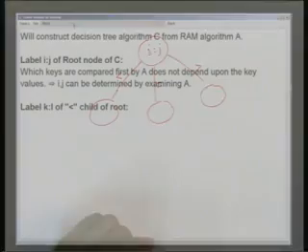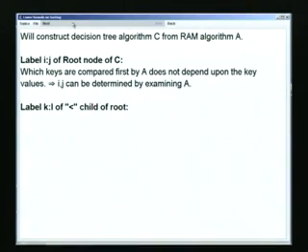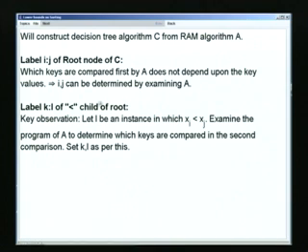So next, we want to find the labels of, say, this node over here. To do that, here is what we consider. Suppose I is an instance in which xi is less than xj. Now we are going to examine the program of A to determine which keys are compared in the second comparison for this instance I. Suppose xk and xl are compared. So those values, those k and l, we will put down over here.